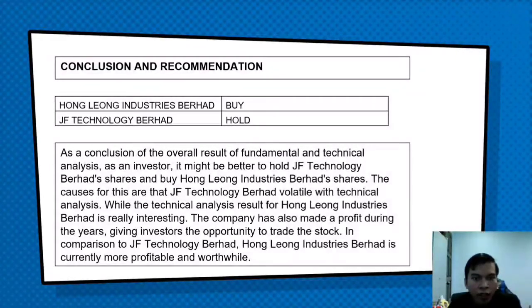The causes for this are that JF Technology Berhad is volatile with technical analysis, while the technical analysis result for Hong Leong Industry Berhad is really interesting. The company has also made a profit during the years, giving investors the opportunity to trade the stock. In comparison to JF Technology Berhad, Hong Leong Industry Berhad is currently more profitable and worthwhile.